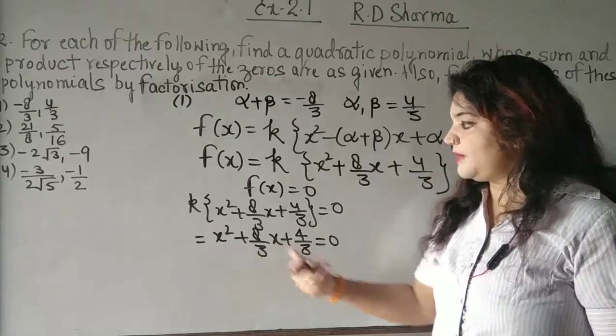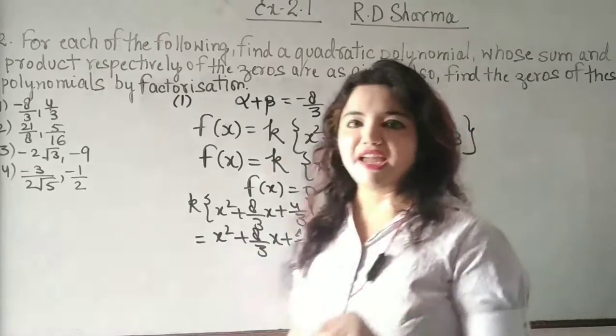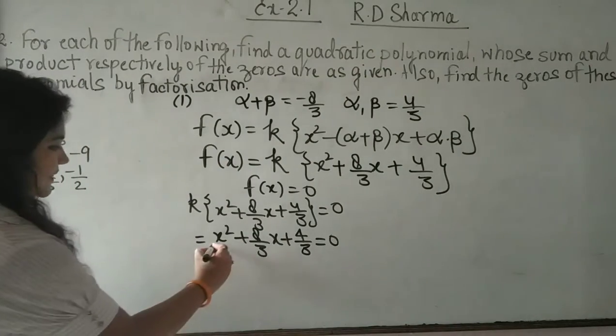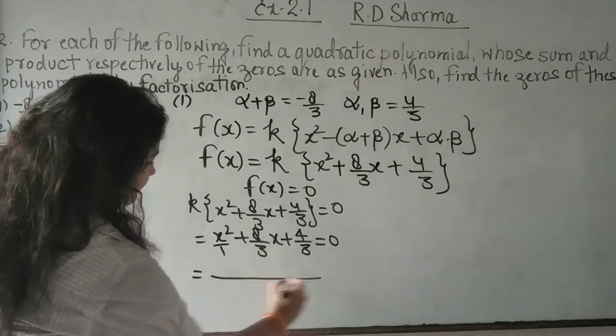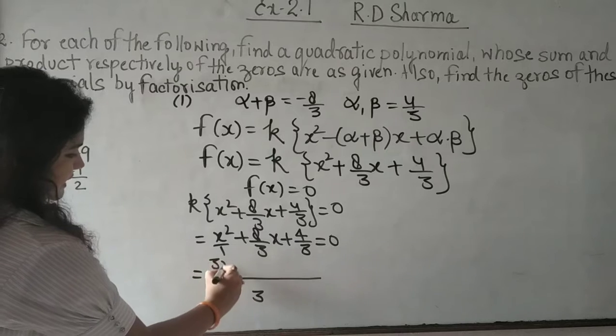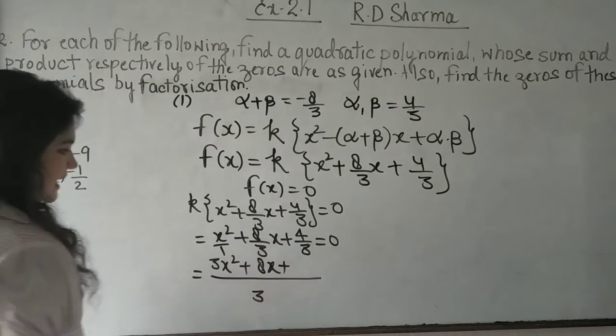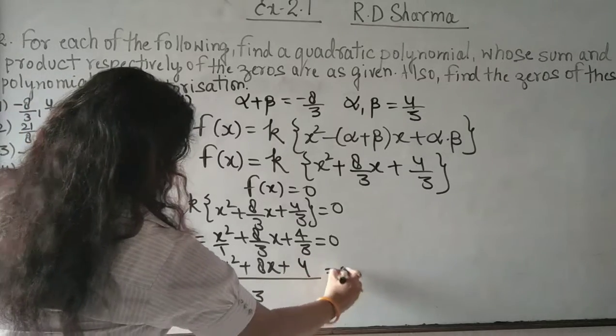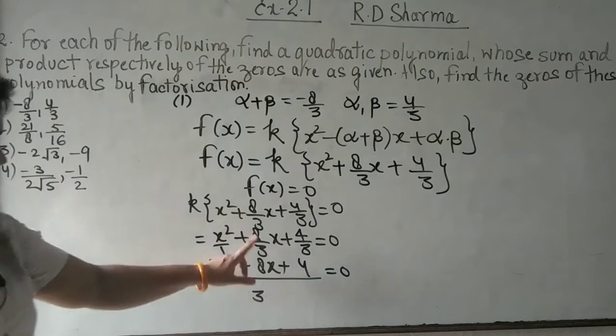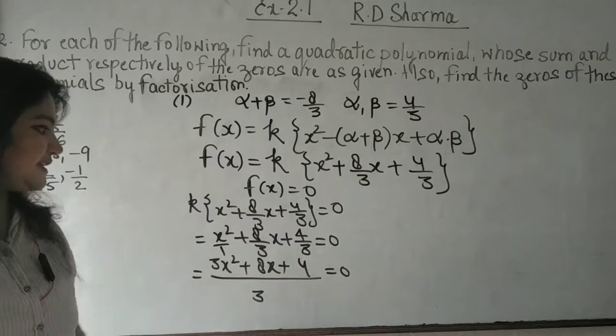So how will we convert it into simple form? By taking the LCM. The LCM will be 3. So here it will be 3x squared, here it will be 8x, and here it will be 4. Am I right? 3x squared plus 8x plus 4 is equal to 0.